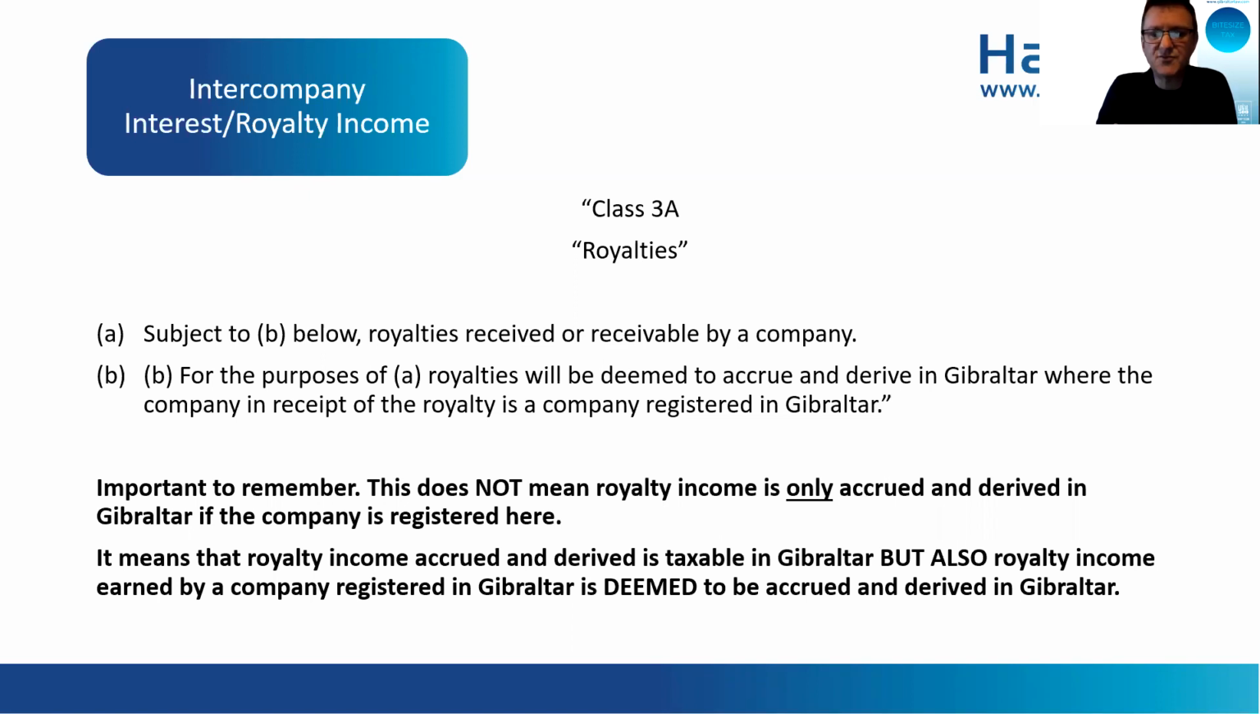What it says is royalty income accrued and derived in Gibraltar is taxable in Gibraltar, but also royalty income earned by a company registered in Gibraltar will be deemed to be accrued and derived in Gibraltar. So it is possible for a company not registered in Gibraltar to accrue and derive its income in Gibraltar. Also the same goes for intercompany interest income, and the same for non-trade income from movable property. It would probably be more relevant to intercompany interest income than royalties, because we don't have a fully developed patent office and IP regime.